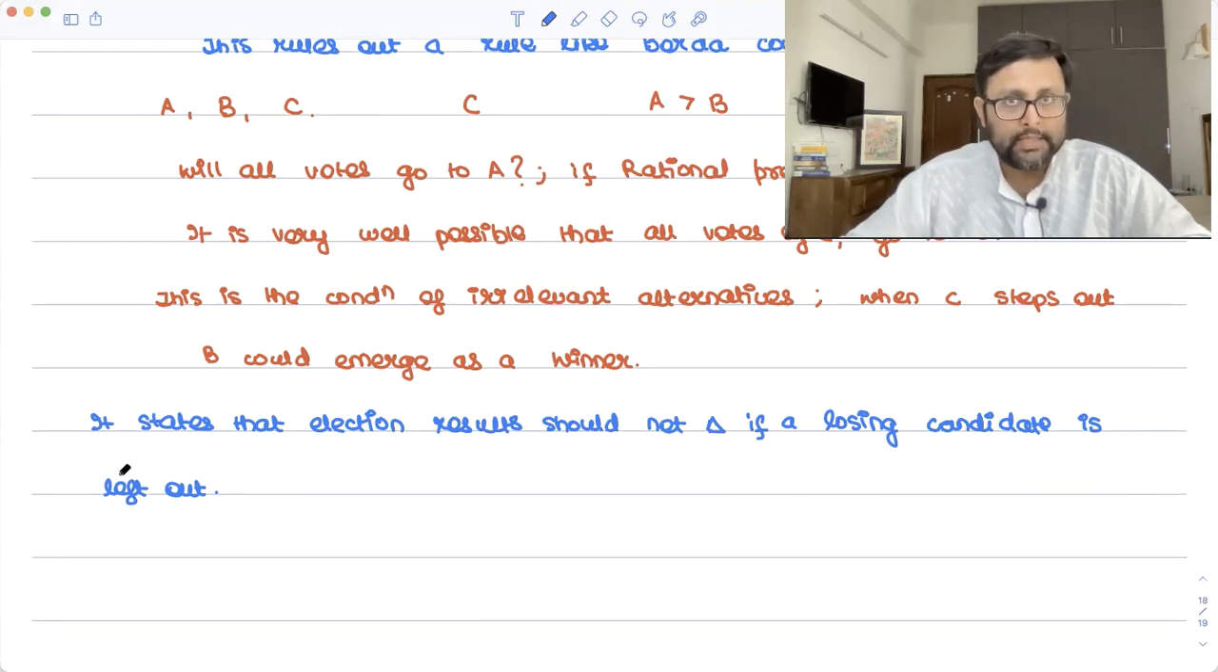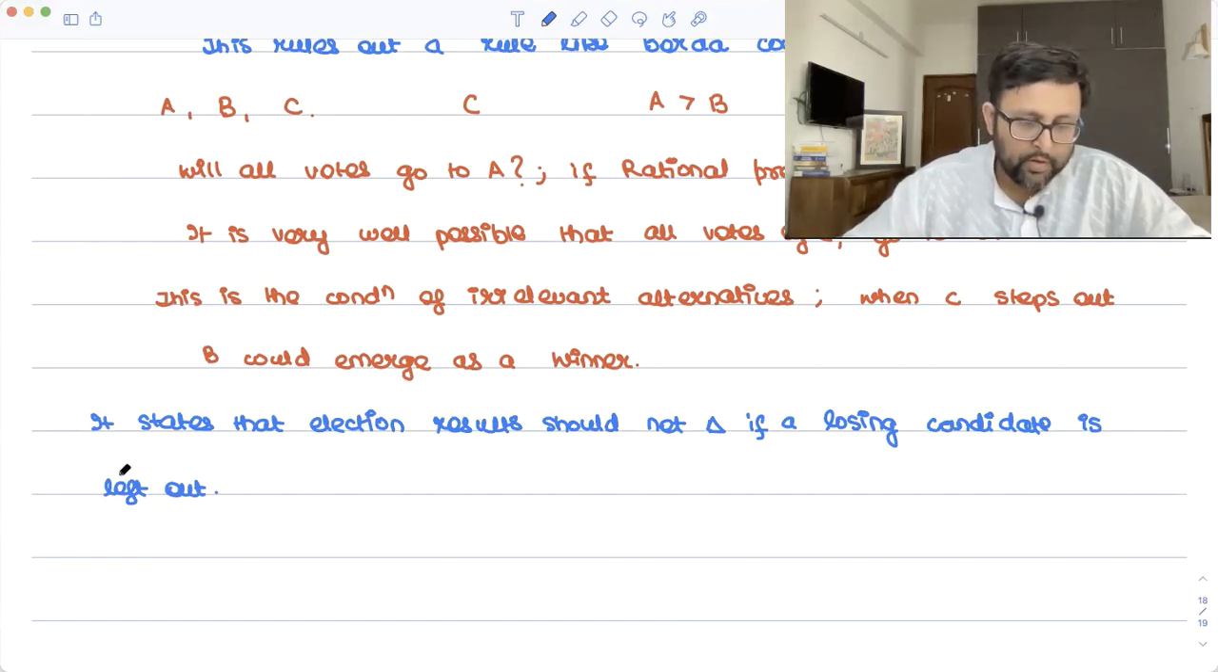So between A, B, C, D, A has won, right? So B, C, D have not won. Fair enough. Now you leave out, let's say, two losing candidates, C and D, and you again do the new election between A and B, keeping all the individual preferences same. Then again, A should win.